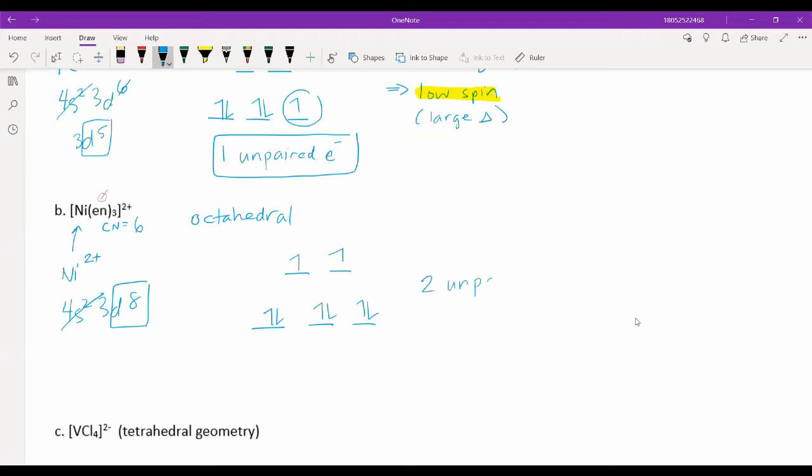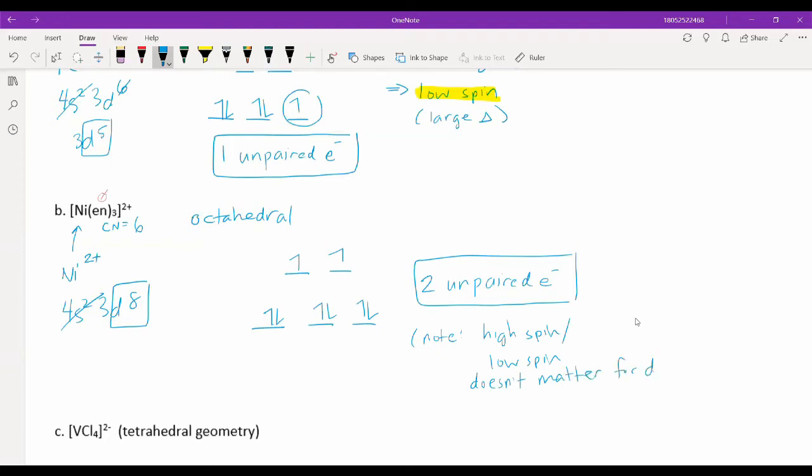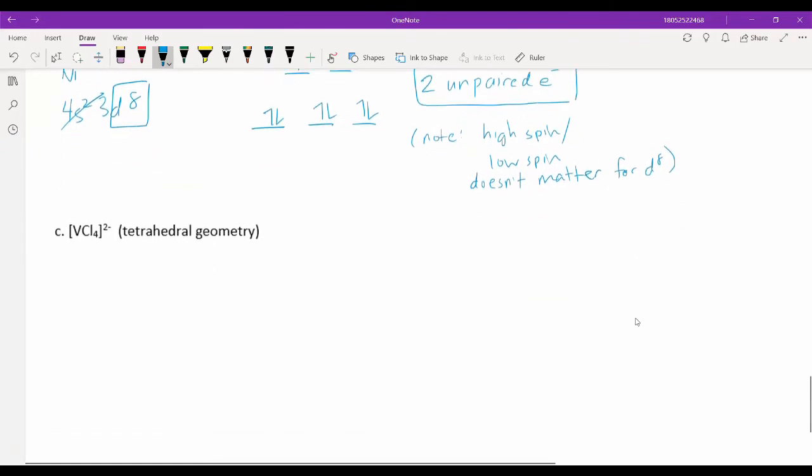So no difference between high spin, low spin if you have 8 electrons. So just note, high spin, low spin doesn't matter for d8.